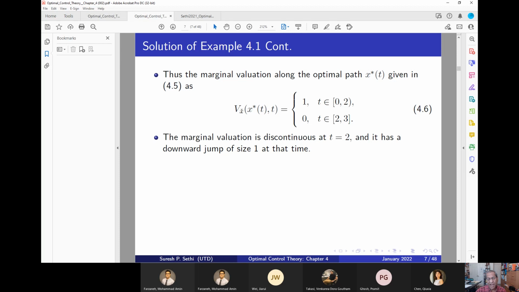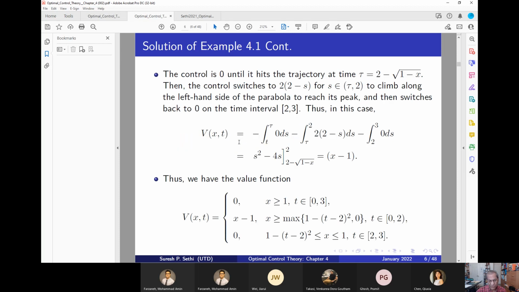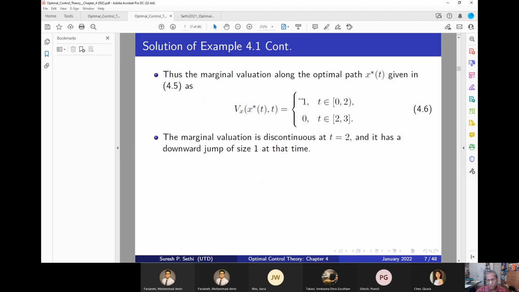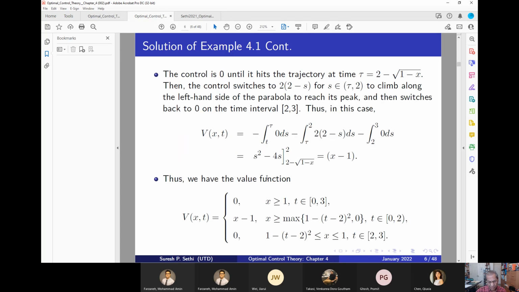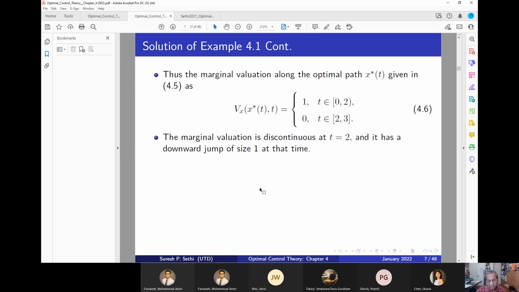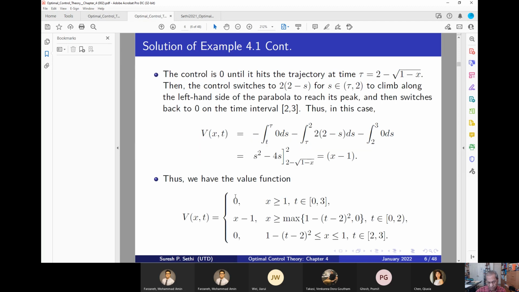Because I take the V sub x and put x star of t in there. Because remember, lambda is the V sub x on the optimal path. So if I take the V sub x and put in the value x star t, then what happens is it is 1 from t0 to 2, because when we take the V sub x, it's 1. But from 2 to 3, it is 0.